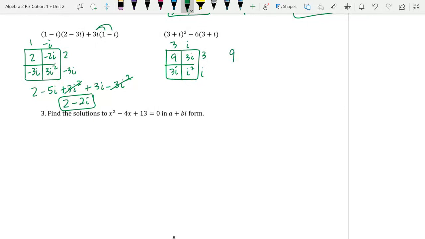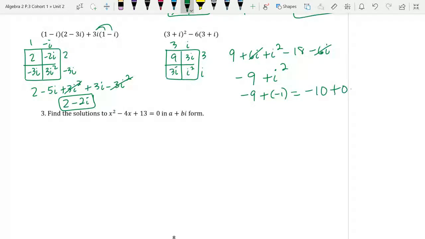So we have 9 plus 6i plus i squared minus 18 minus 6i. What I'm hoping that you notice here is your 6i's cancel. So we're left with positive 9 and negative 18, which makes negative 9, plus i squared. But remember the big concept here: i squared is really negative 1. Negative 9 plus negative 1 is negative 10. And then to put it in a plus bi form, we put plus 0i.